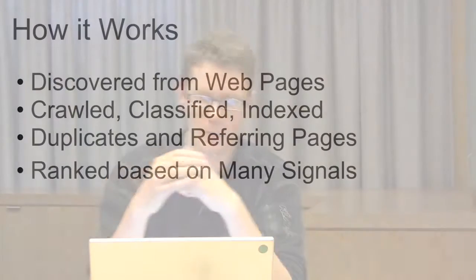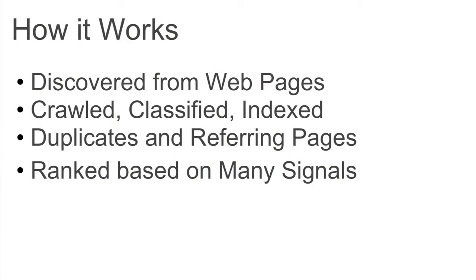And finally, ranking is performed on a whole lot of signals. And typically, we don't get into the details of the signals, but it's very much like web. There's more than one signal that we use to try and figure out what the most relevant image would be. So the next slide is on best practices.